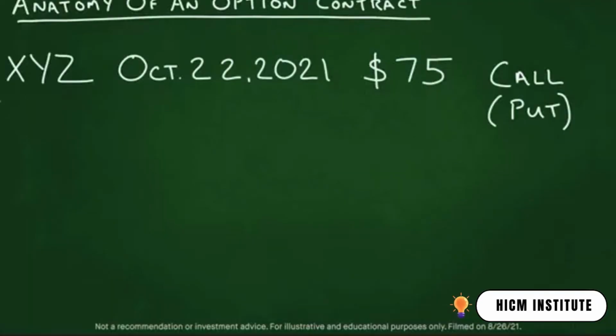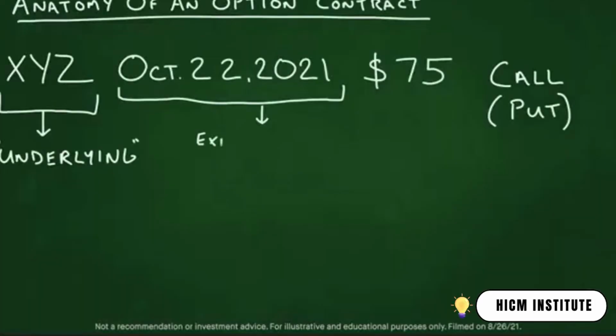Now, let's break down what we're looking at. Here at the front of the option, we have this symbol XYZ. This is what we call the underlying. And if you hear us talk about the word underlying in this series, we're referencing the stock or ETF or product that the option is tied to.